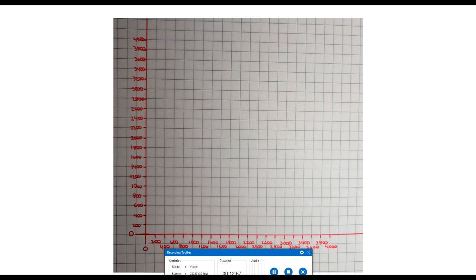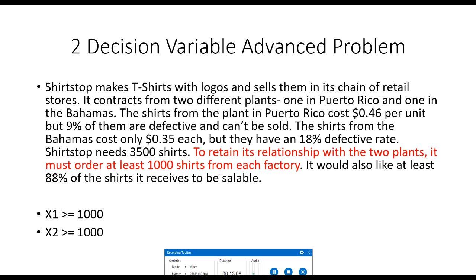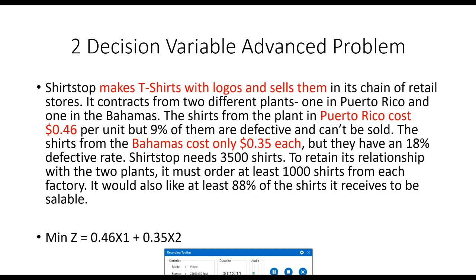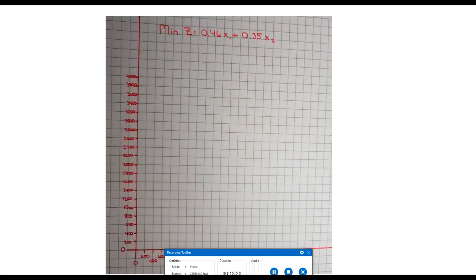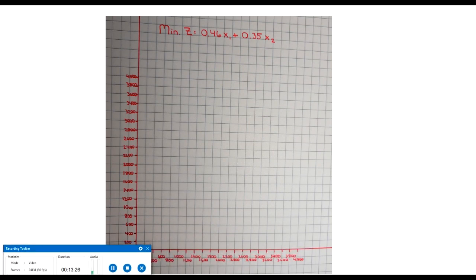So let's move on. Once we've drawn our graph, we're going to begin writing in our problem formulation, because we solved it here, but it wasn't really necessary to solve it here. This is kind of what I did for you. Instead, we could have solved it in the problem, which we did down here. So I've written our objective function here, minimize z equals 0.46x1 plus 0.35x2. And this is step one.